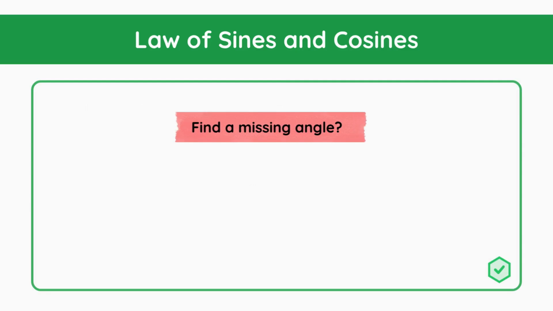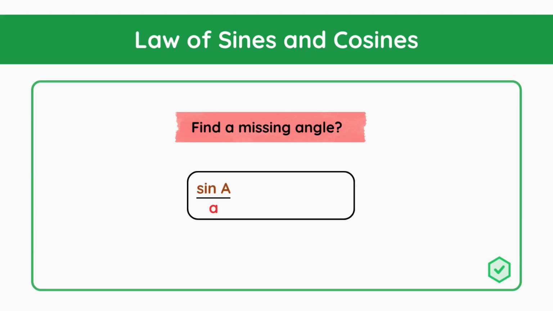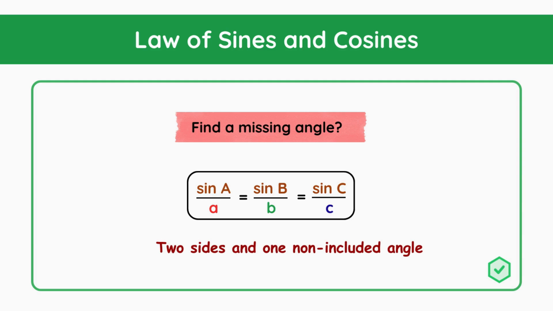When finding an angle, we flip the entire formula upside down so the sines of the angles sit on top. Sine A over A equals sine B over B equals sine C over C. We use this form whenever we know two sides and one non-included angle. Let's look at another example.